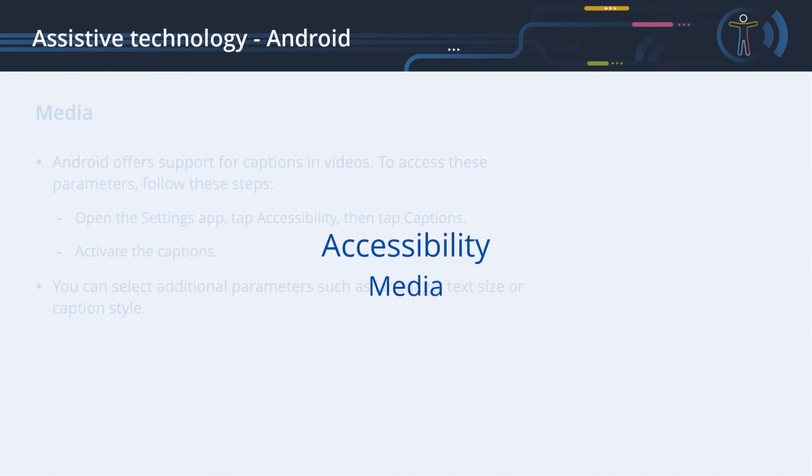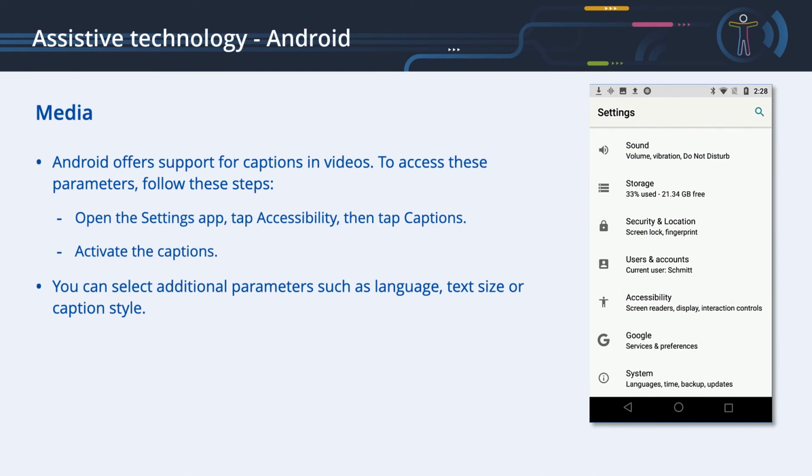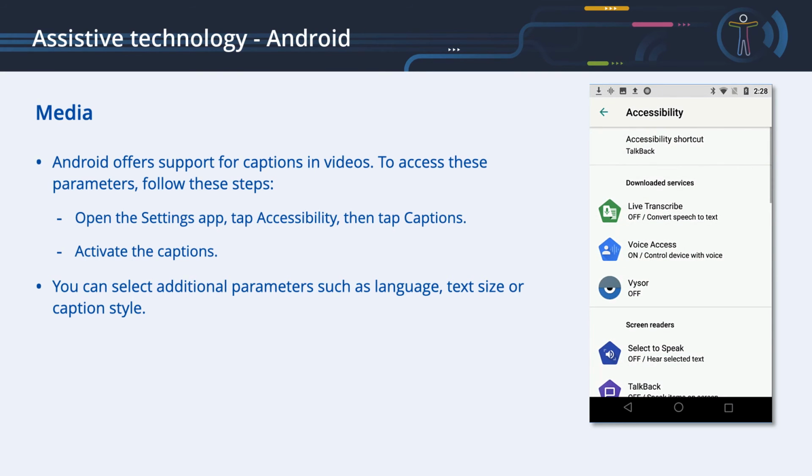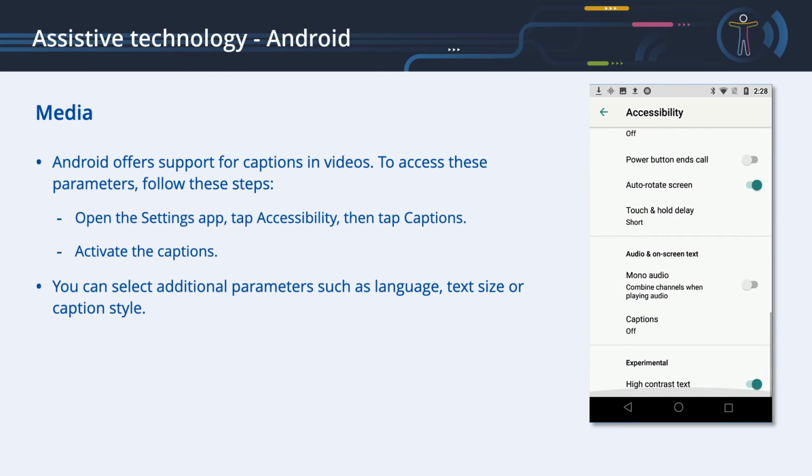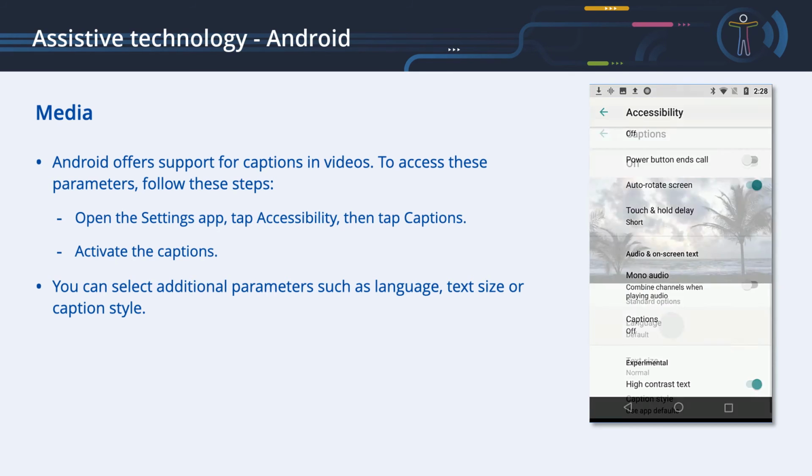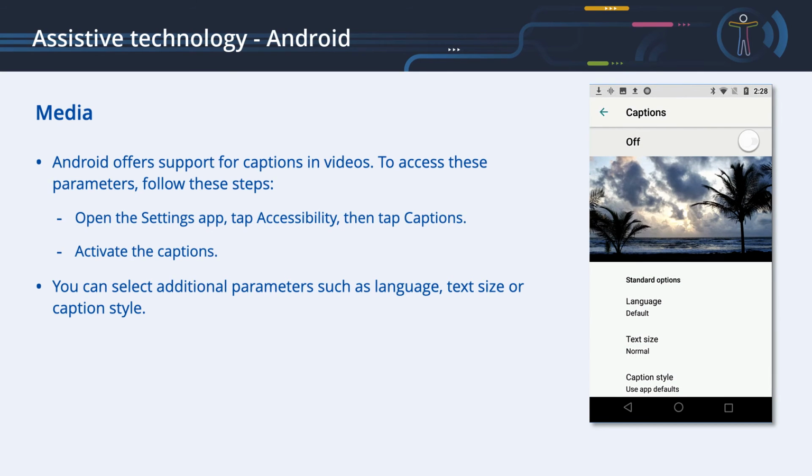Media. Android offers support for captions in videos. To access these parameters, do the following. Open the Settings app, tap Accessibility, then tap Captions. Activate the captions. You can select additional parameters, such as language, text size, or caption style.